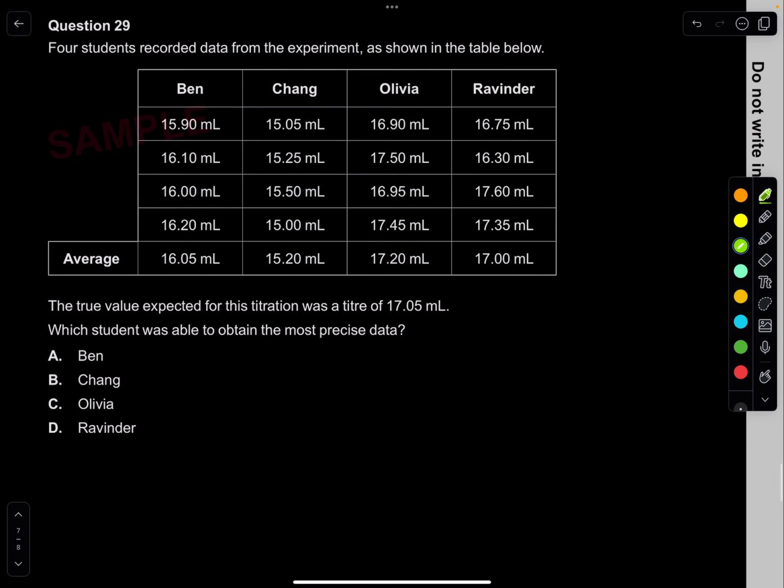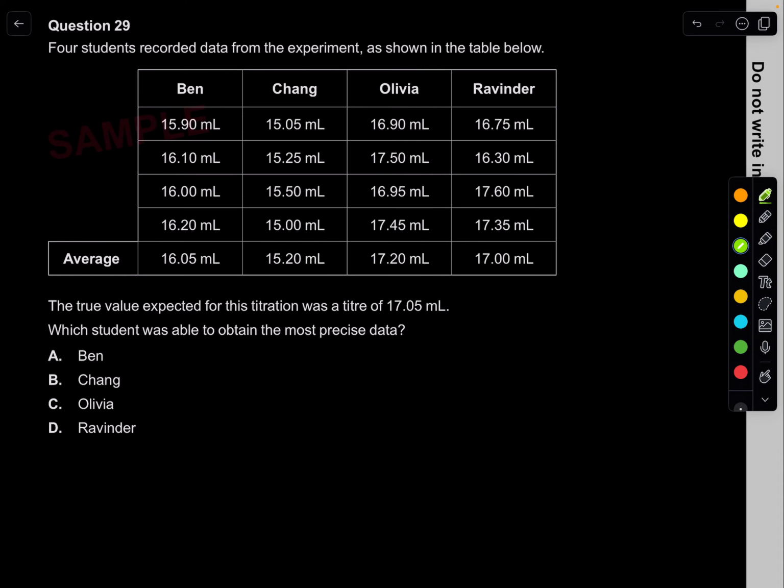29. Four students recorded data for each experiment as shown in the table below. We have Ben, Chang, Oliver, and Ravinder. Here's the average. The true value expected for this titration was this. Which student was able to obtain more precise data? Remember, what is precision? It's basically how close those values are together. How close is the range? Are those values very closely related? That's what we want to calculate.